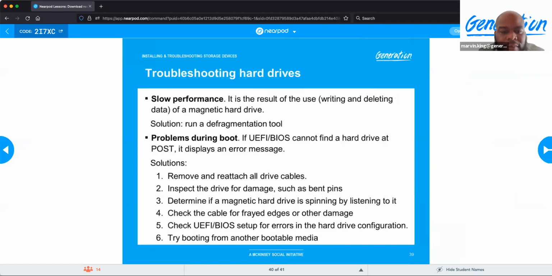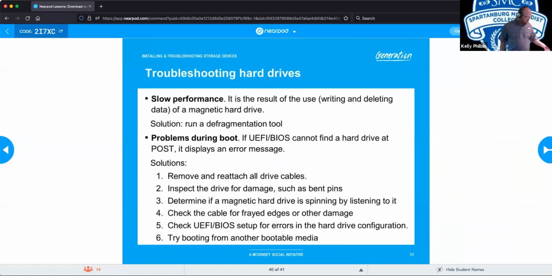Yeah, nice. All right, troubleshooting hard drives. Slow performance typically comes from when the drives become overly full, or if you have read and written and deleted data repeatedly over time. At a certain point, the data itself becomes fragmented.